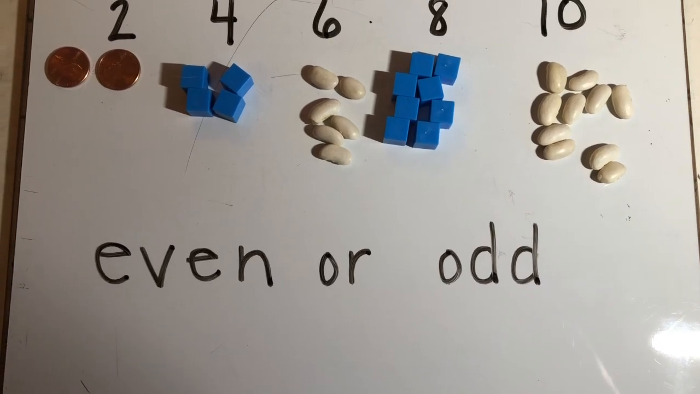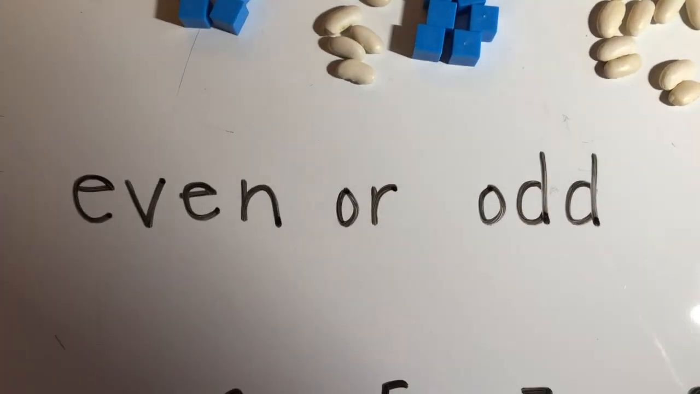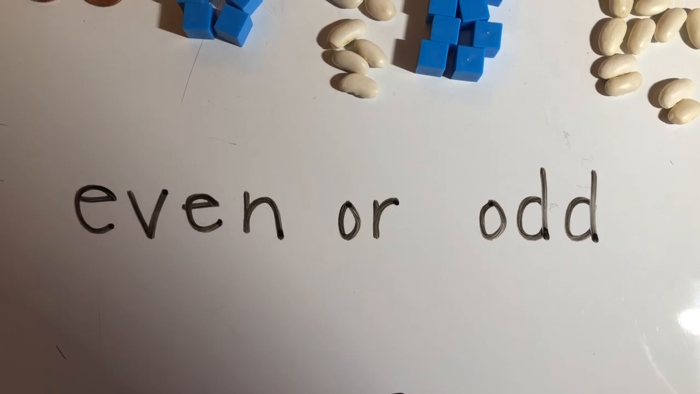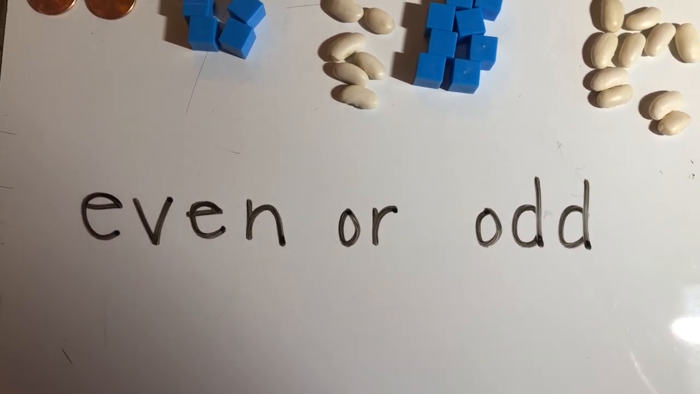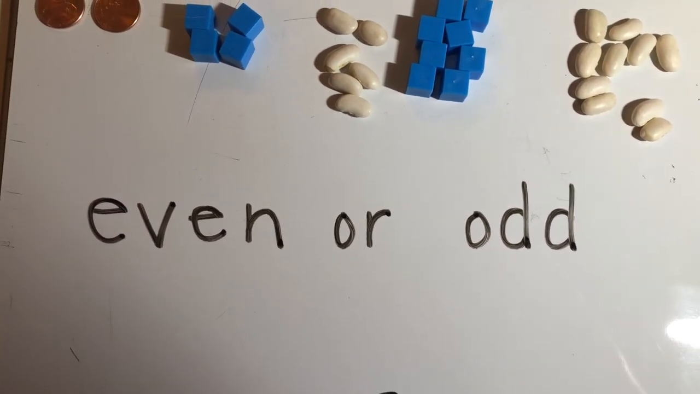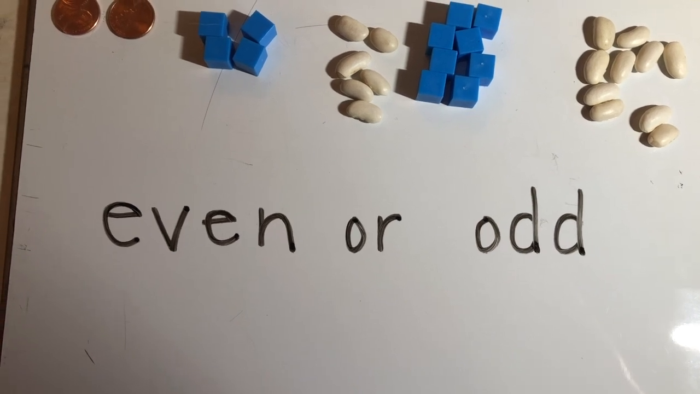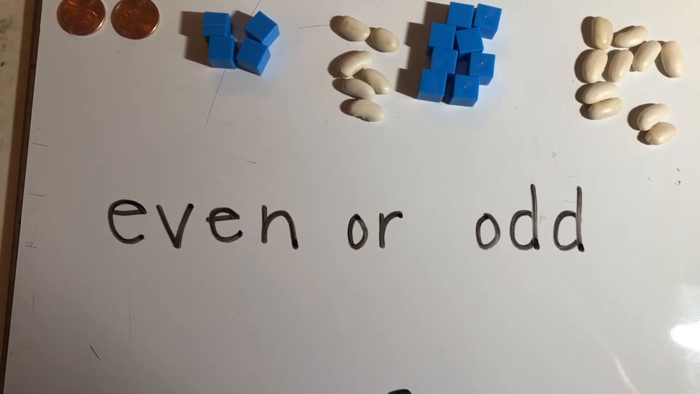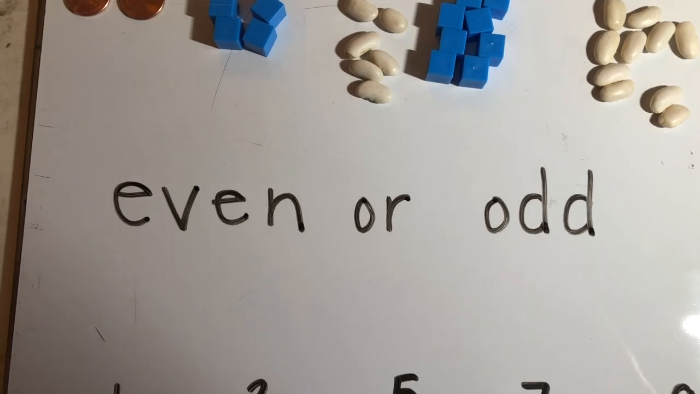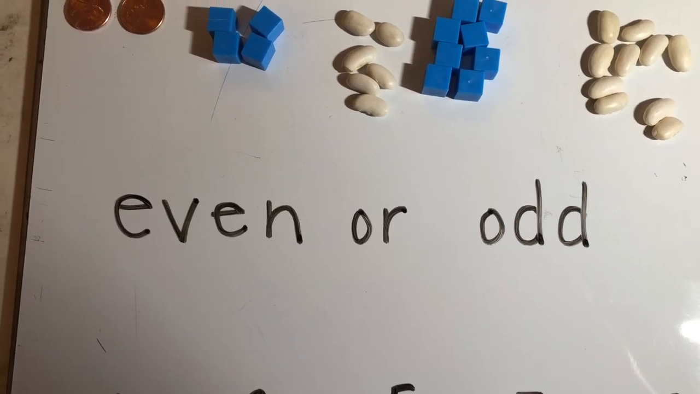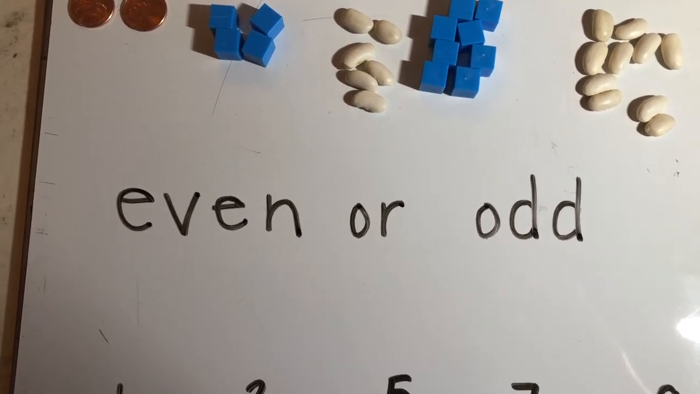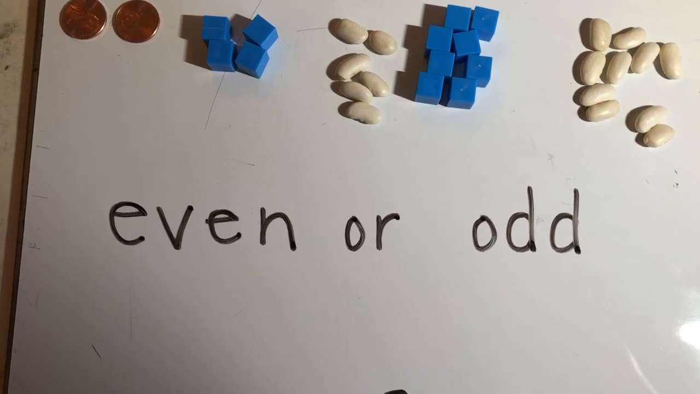Everybody. Today I wanted to talk a little bit about these two words, even and odd. So those are math words. They're also words that we use in other parts of our lives too, but in math they have a special meaning. So we're going to talk a little bit about how you can tell if a number is even or odd.